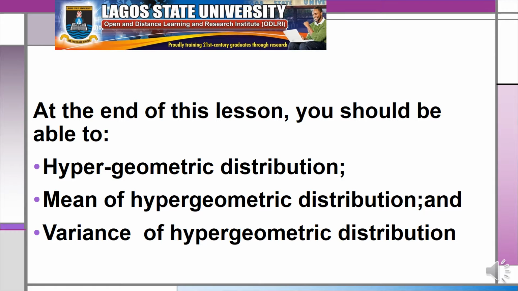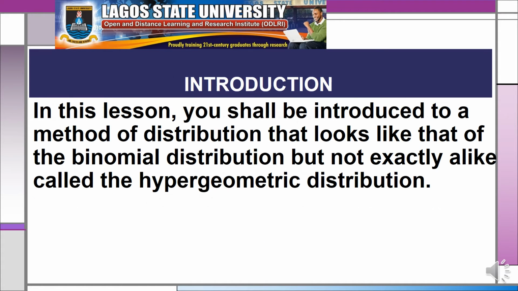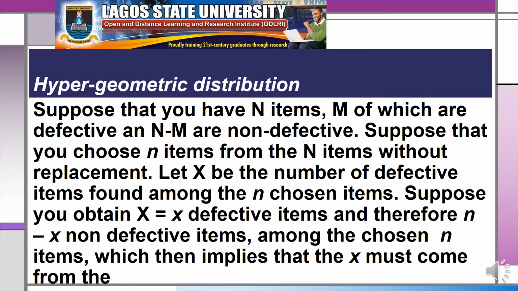At the end of this lesson, you should be able to know the hypergeometric distribution, the mean of the hypergeometric distribution, and the variance of hypergeometric distributions. In this lesson, you shall be introduced to a method of distribution that looks like that of binomial distribution but is not exactly alike. This is called hypergeometric distribution.